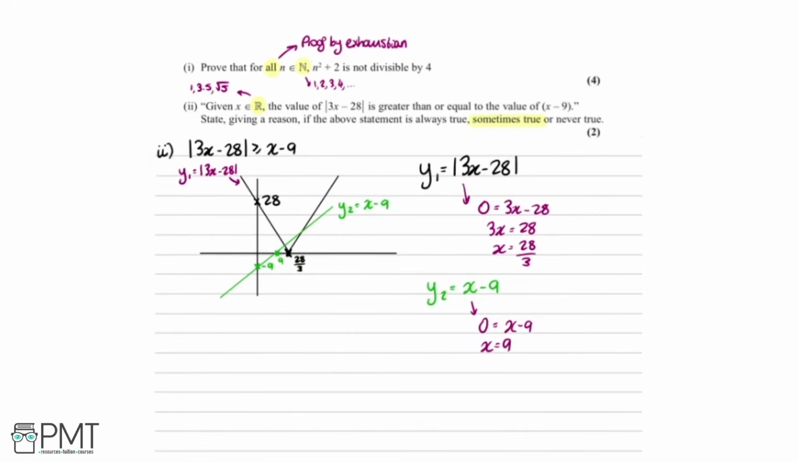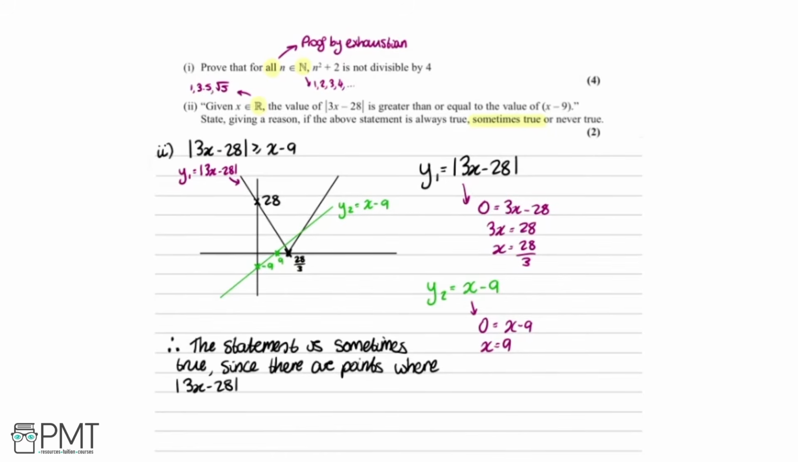So writing a concluding statement here, we can say therefore, the statement is sometimes true, since there are points where the modulus of 3x minus 28 is less than x minus 9, and points where the modulus of 3x minus 28 is greater than x minus 9.